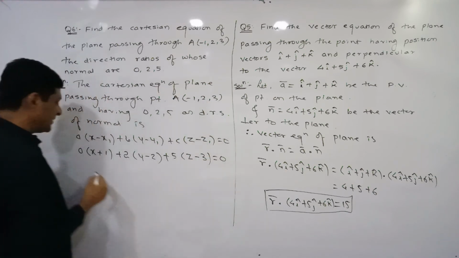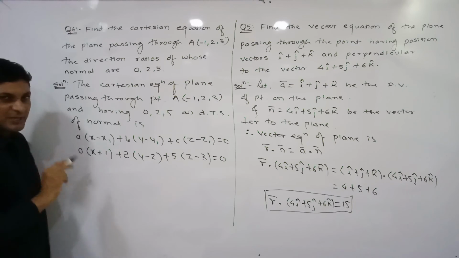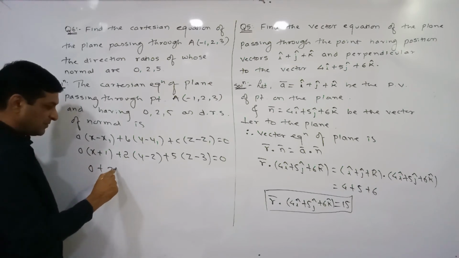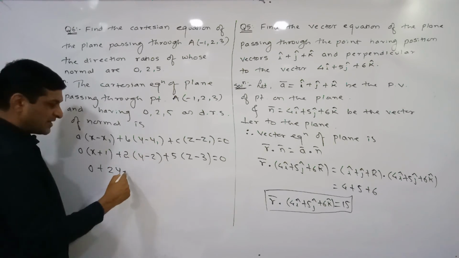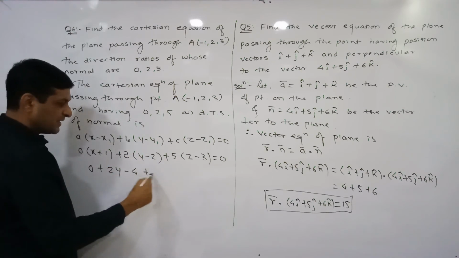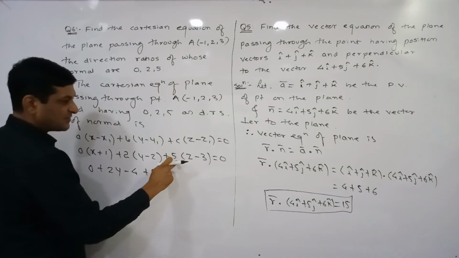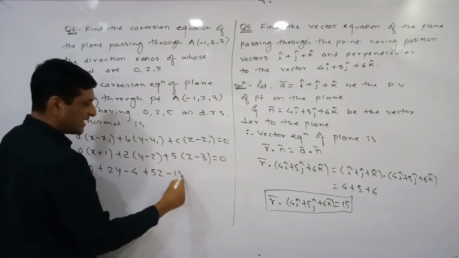On this side 0, keep it as it is. 0 into any term will become 0. So here the first term will be 0. Now 2 into y will be equal to 2y. 2 into minus 2 is minus 4, plus 5 into z will be equal to 5z, and 5 into minus 3 is equal to minus 15.